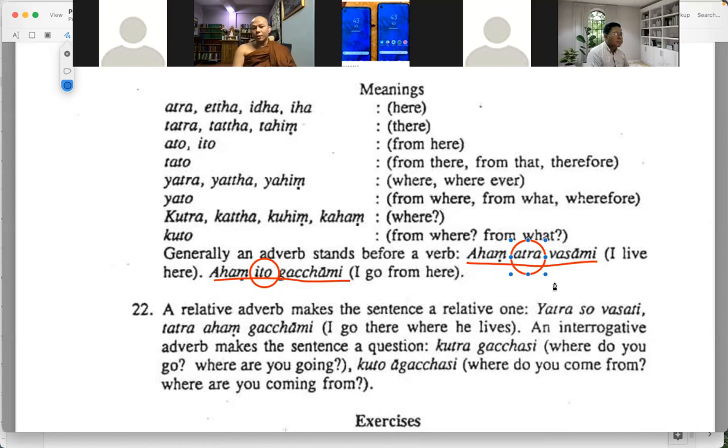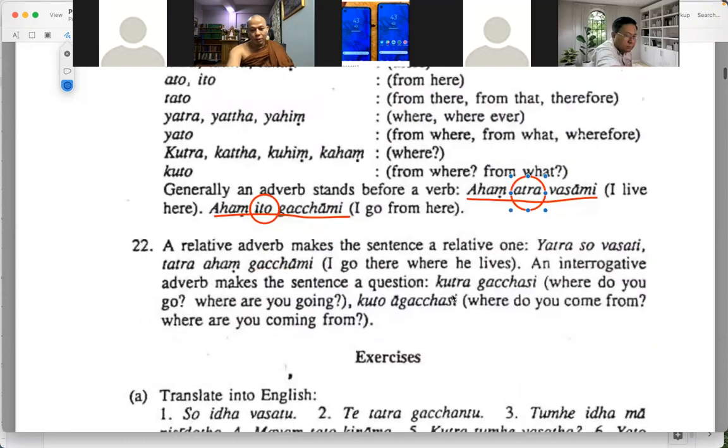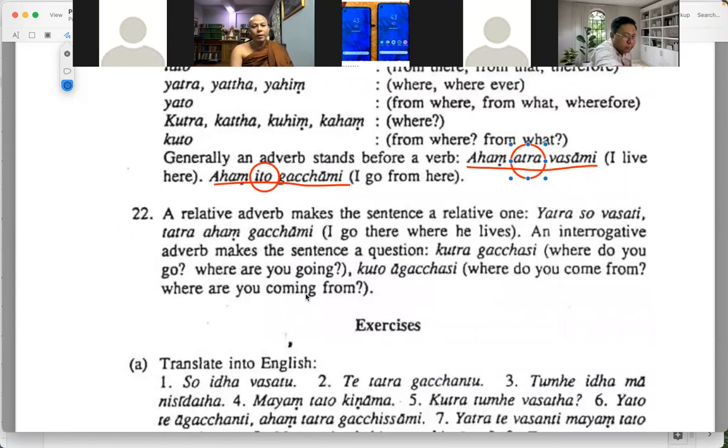Okay, the next, paragraph number 22, is about how they are related or used in the sentence, the relative adverb. This one should be for next time, because it also needs to be explained widely. Okay, so now it's already one hour. Any question for this lesson?